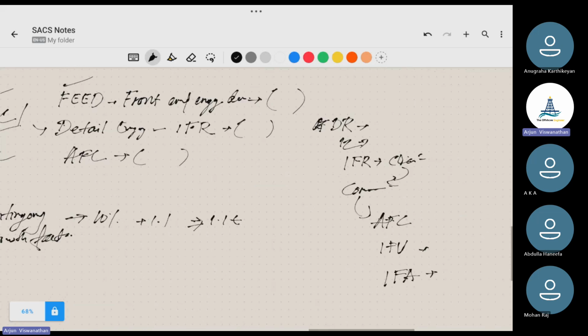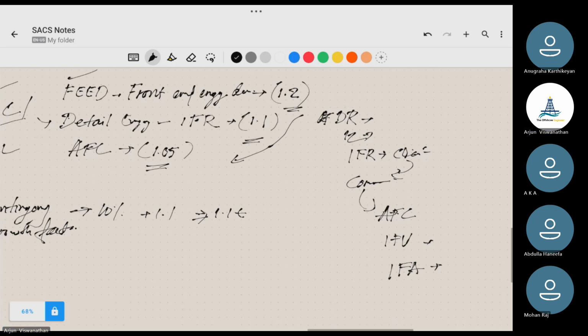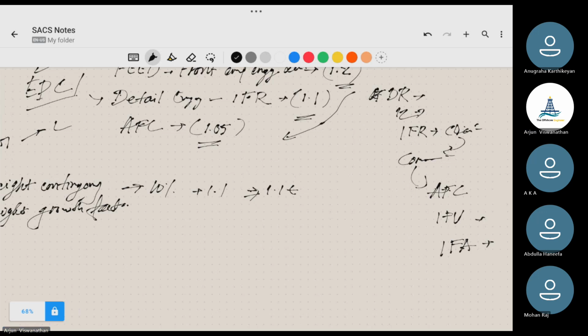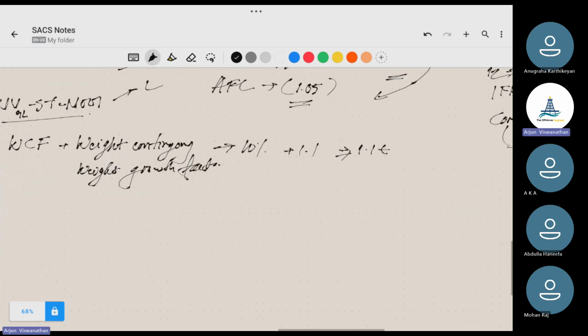But during the design stages, this value can vary. For total, what they are specifying is, for FEED stage, consider 1.2. For detailed engineering stage, consider 1.1. And for AFC stage, you can bring it down to 1.05. This varies with different clients, but we need to go as per the client specification. So is the weight contingency factor clear to all of you? Yes. Okay. So that is the weight contingency factor.